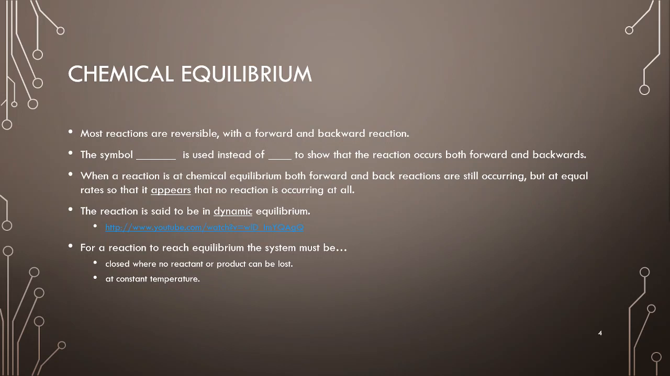When a reaction is at chemical equilibrium, what is happening is, well, chemical reaction is still happening, okay? But there is no colour change, no new product being produced, no gas coming off if it's in a closed system. That's because the chemical reactions are happening at equal rates, okay? It appears that no reactions are occurring.